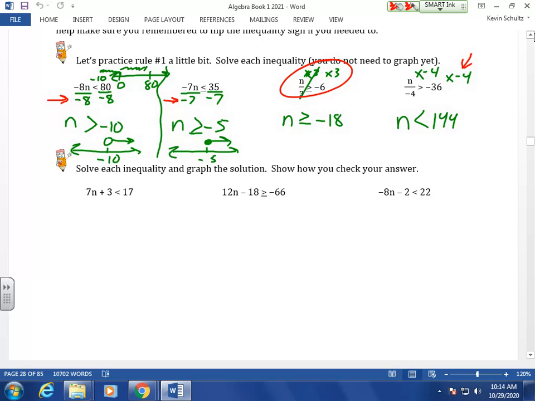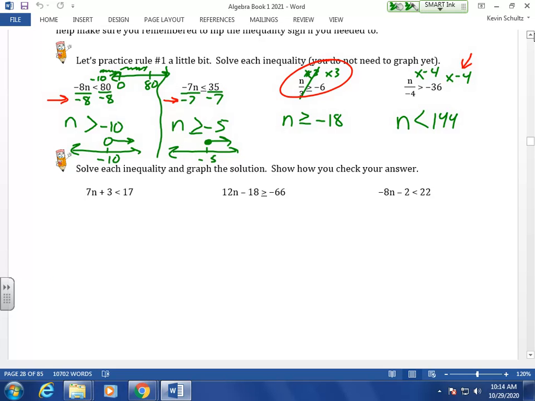I call it the red flag when solving inequalities. Okay, so let's look at some examples here. You hopefully recognize these as two-step equation setup, right? You've got your coefficient, you've got your constant, you've got your symbol, and you've got your solution side. So 7n plus 3 is less than 17. What are we doing first?